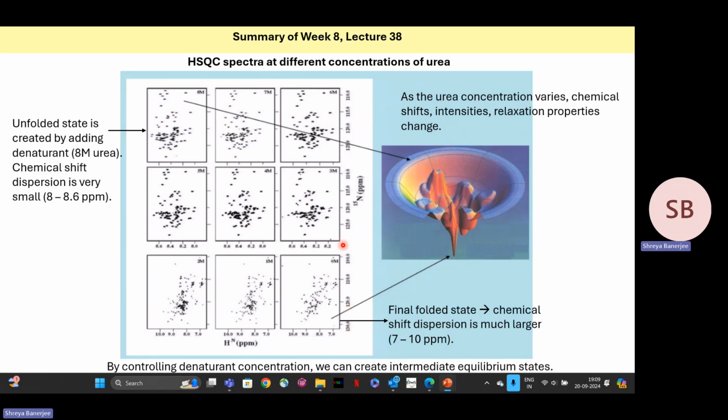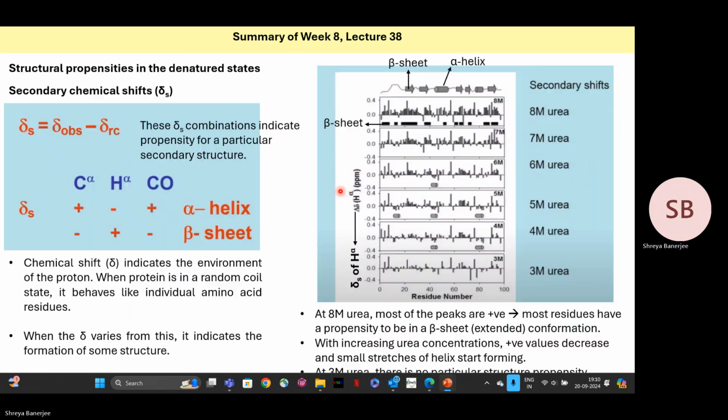The 15N dispersion also increases. So up to 3 molar, it is like 110 to 125. But around 2 molar, it becomes 100 to 134. So the 15N range also increases, but the 1H range increase is much more noticeable. So there are different structural properties in the denatured state.